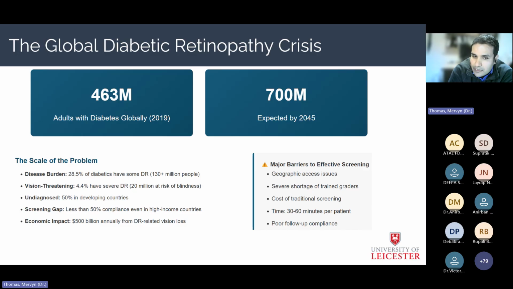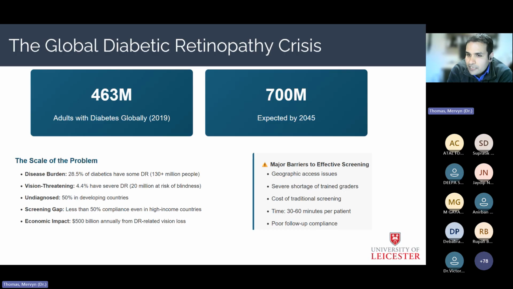And accordingly, the economic impact is profound, with over 500 billion dollars projected annually from diabetic-related vision loss. So you could think about it that every 30 seconds, someone loses their vision from diabetic retinopathy. And that's a tragedy because diabetic retinopathy is almost completely preventable with early detection.